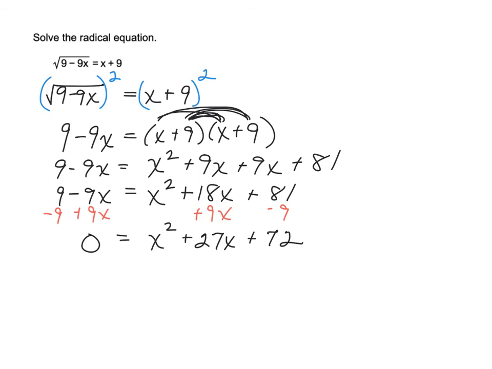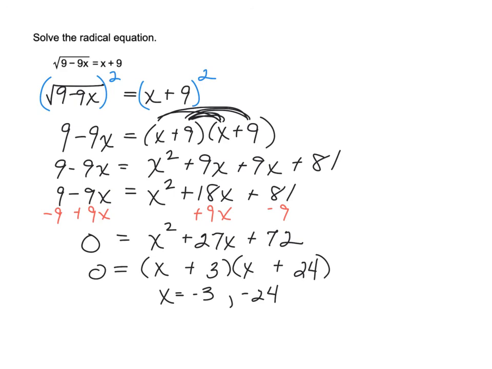Now this does end up giving us some large numbers, but this actually does factor, and it should factor. This would give us 72, lots of different options. It would be 3 times 24. All right, 3 times 24 equals 72. 3 plus 24 equals 27, so here we are. Let's set each factor equal to 0. For the first one, we get x can be negative 3, and the second one, x can be negative 24.